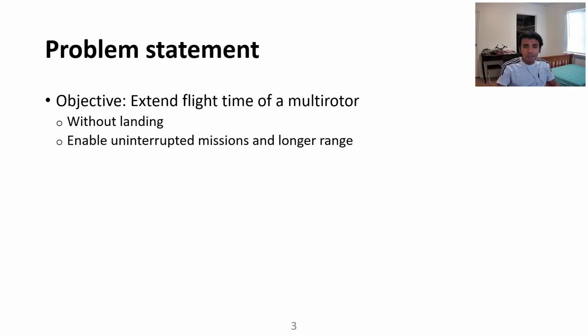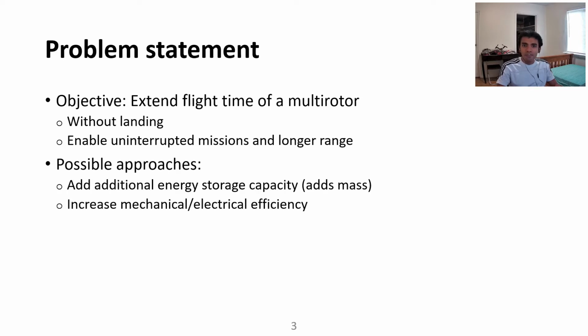So, what do we want to achieve? We want to extend the flight time of a multirotor without landing it. This is an absolute necessity for uninterrupted missions, and hence the operation has to be in flight. What are the possible methods to do this? The most obvious solution might be to add more battery. That, however, adds mass and more so to the power consumption and is usually not an optimum approach.